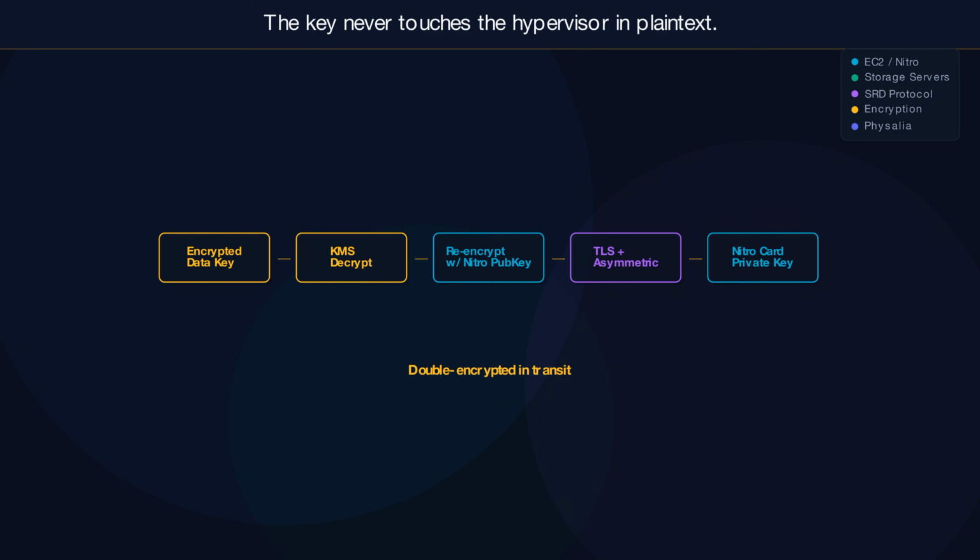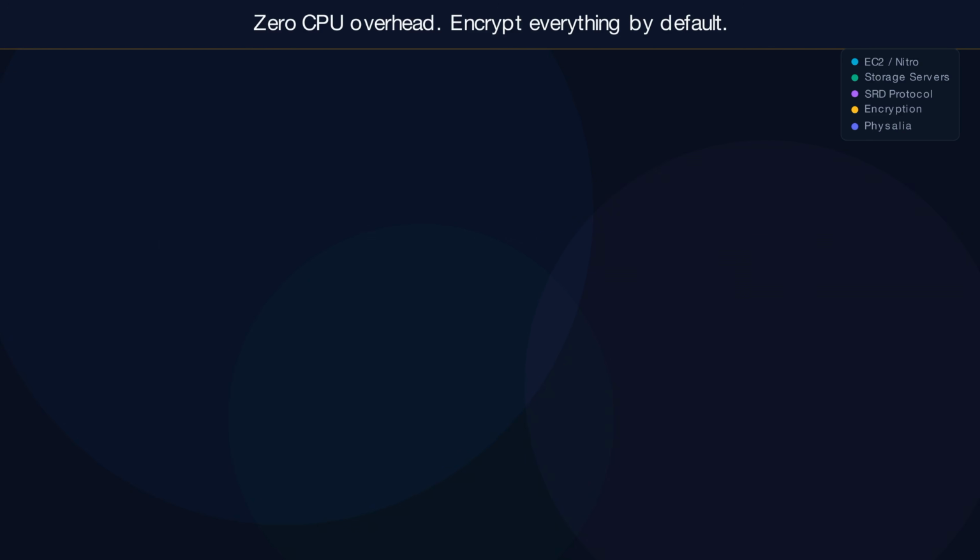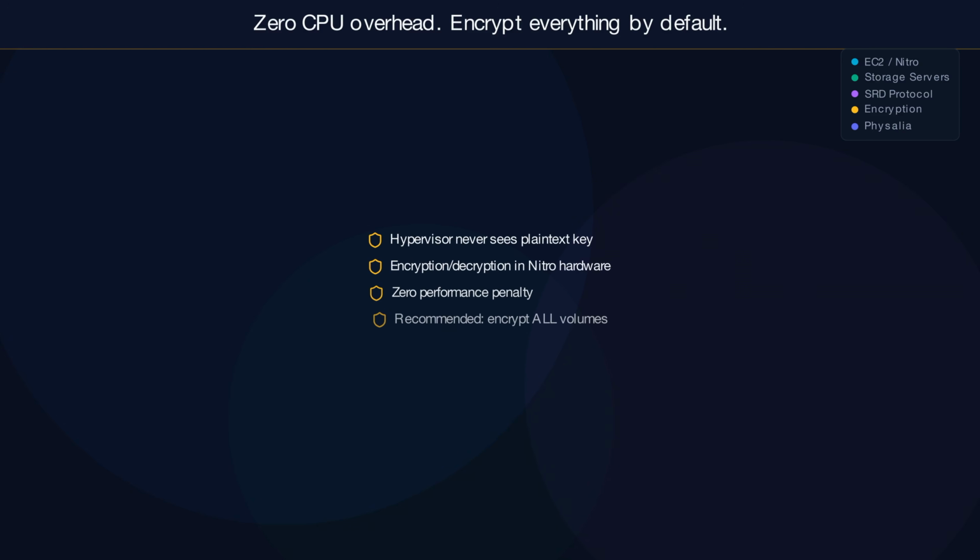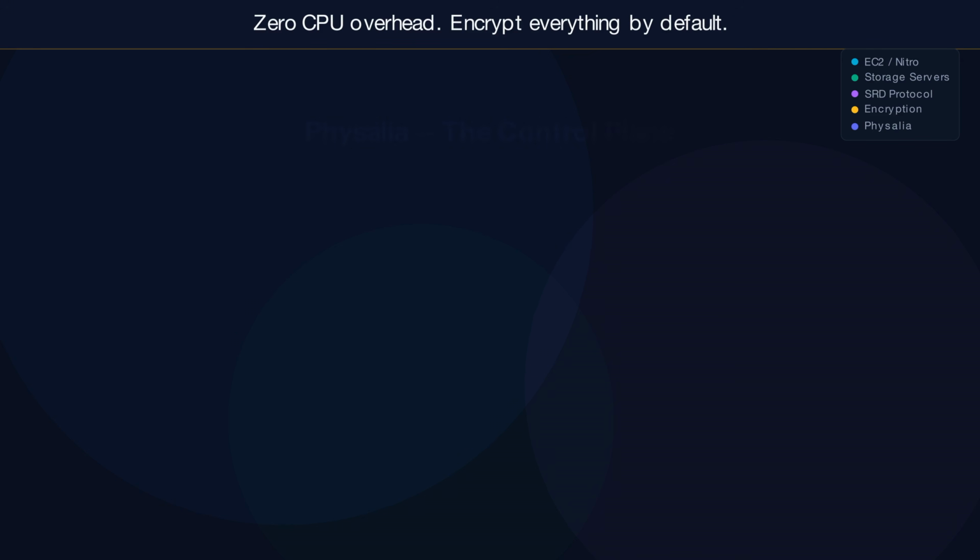The key then travels to the Nitro card double encrypted, once by TLS on the wire and once by the host's asymmetric encryption. Only the specific Nitro card's private key can decrypt the data key. The hypervisor never sees the plaintext key. Encryption and decryption happen in dedicated hardware on the Nitro card with zero performance penalty. This is why AWS recommends encrypting every EBS volume by default.